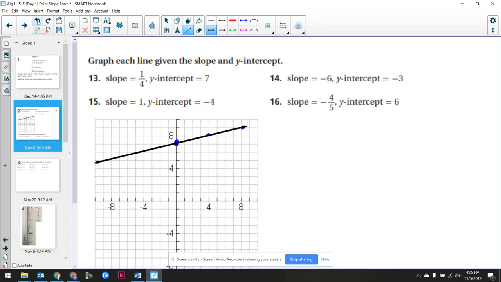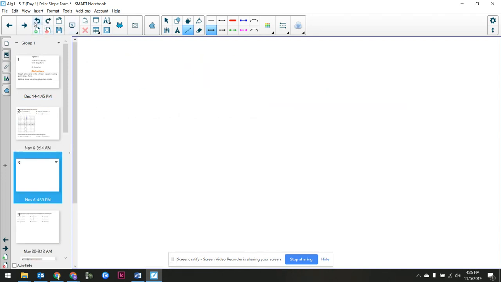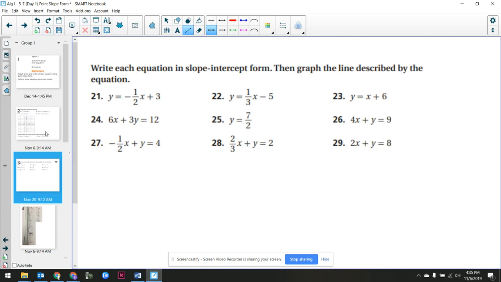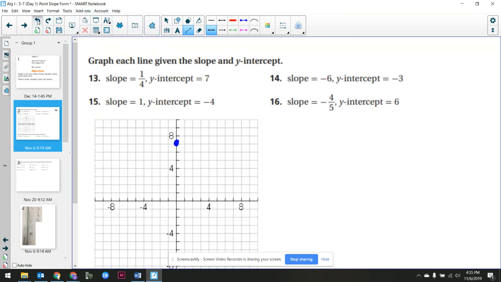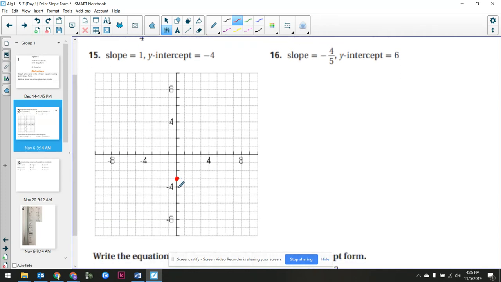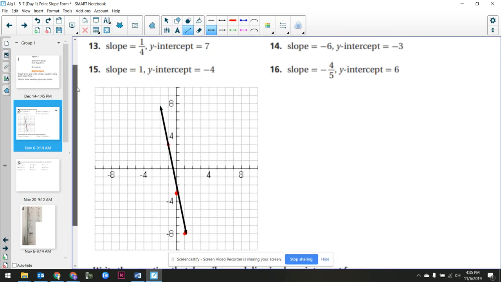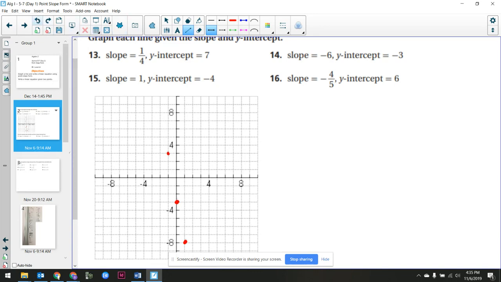Okay, repeat that process. Here is 14. Okay, so we want to find the y-intercept is -3 and the slope is -6. So which means now we go down 6, right 1. Down 1, 2, 3, 4, 5, 6, right 1. Pretty steep line. Or I go up 1, 2, 3, 4, 5, 6, left 1. Get my line tool. And there's my line. Good. Okay, so that's 14.